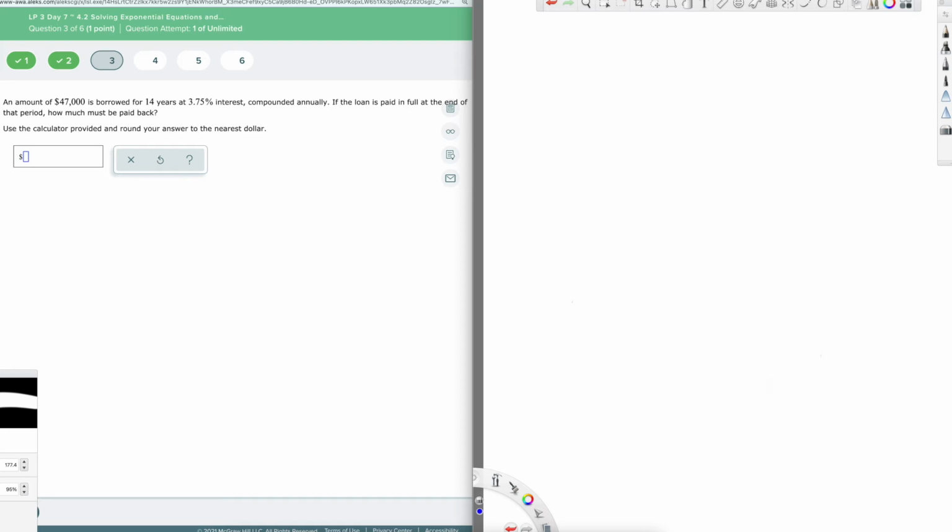So let's see, an amount of 47,000 is borrowed for 14 years at 3.7%. And we have 14 years. So we're going to probably use these three numbers pretty quickly here. It's compounded annually, which means the interest is added back every year, not any sooner than that, so we don't have to worry too much about it. If the loan is paid in full at the end of that period, how much must be paid back?